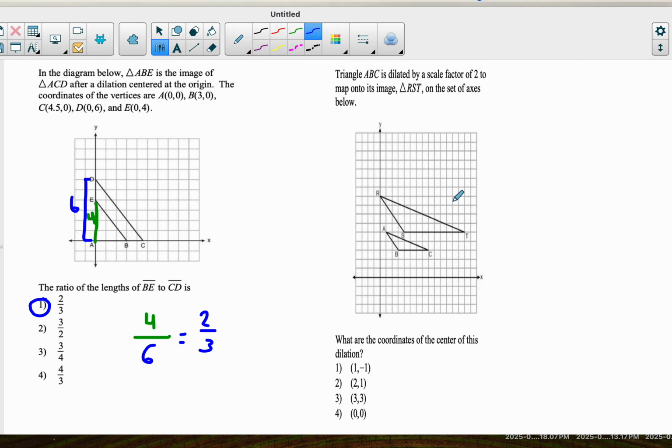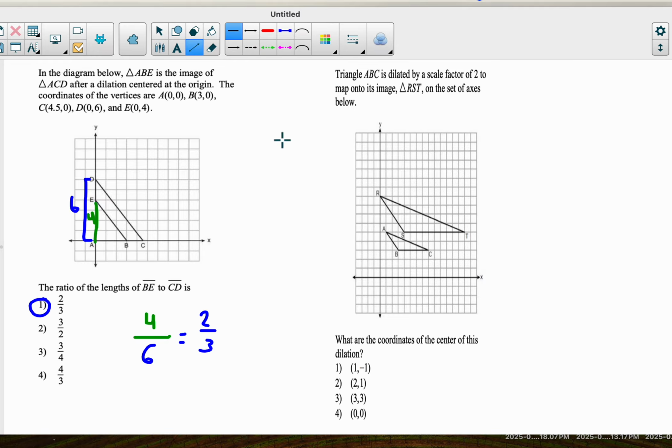For the next one, it's telling us that triangle ABC is dilated by a scale factor of 2 to map onto its image, triangle RST. So we have the pre-image, the smaller triangle, and the image, the larger triangle. And it's asking for what the coordinates of the center of dilation are. So remember that when you're doing a dilation, the center of dilation, the pre-image point, and its corresponding image point should all lie along the same line.